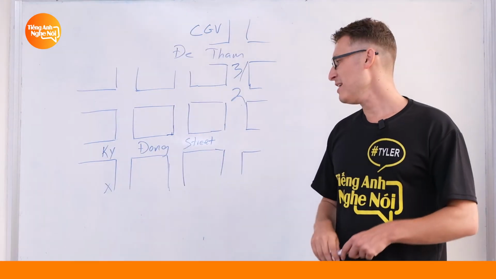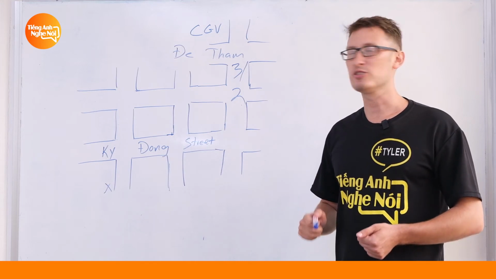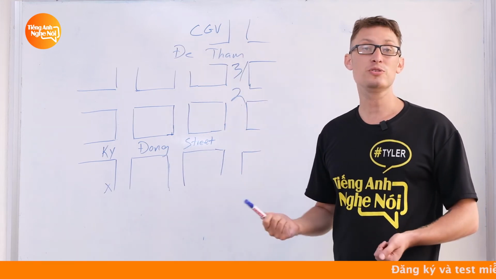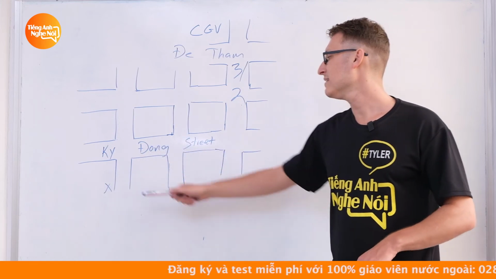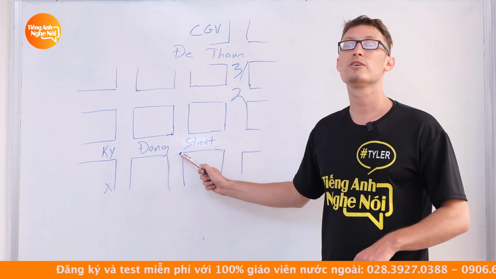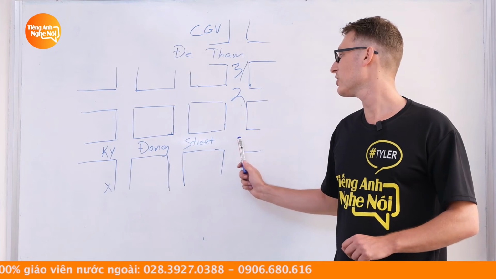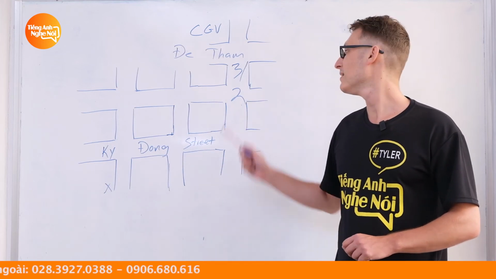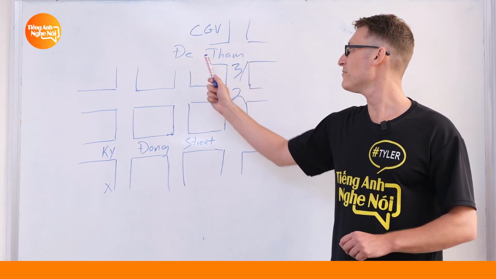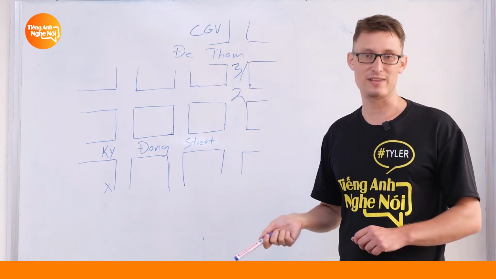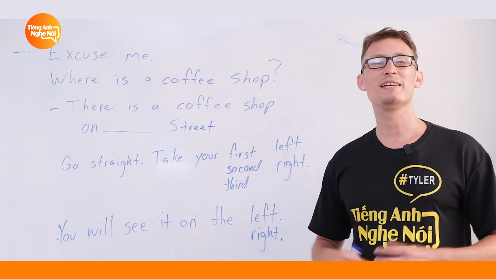Now, if you want to give me the same directions to CGV using the street names, you can say, turn right on Kidong Street, turn left on Batanghai Street, and turn left on Ditam Street. It's that easy. Let's put all of this together.